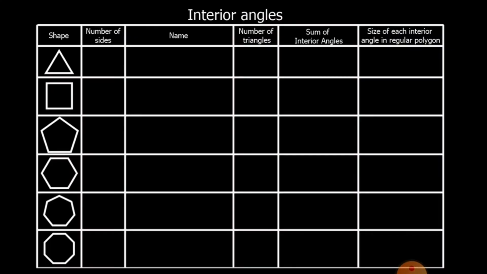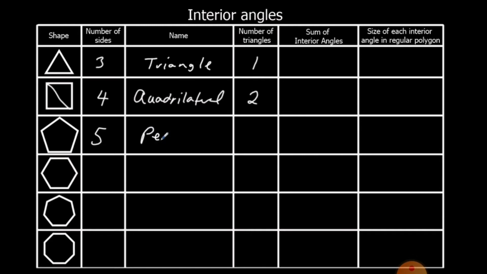Let's study the interior angles of the polygon. Let's start with the first shape, that is triangle. The number of sides of a triangle, obviously, is 3. Number of triangles is 1, because we cannot form any diagonal there, so 0 diagonal, so only 1 triangle. For the quadrilateral, number of sides is 4. Since we can form 1 diagonal, we have 2 triangles. So number of triangles is 2.